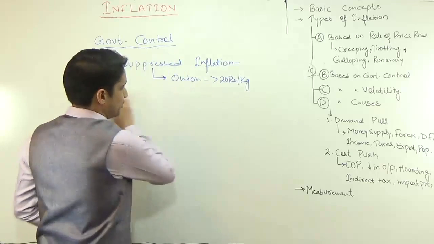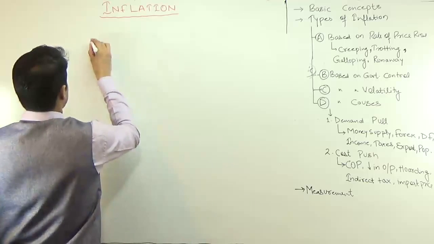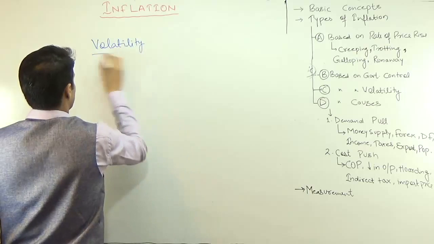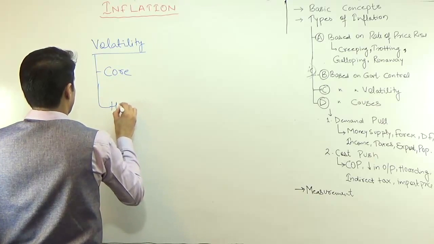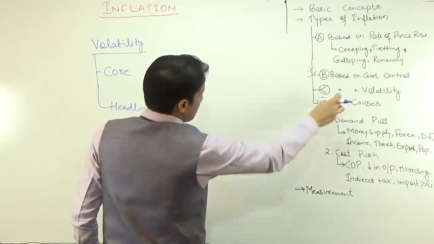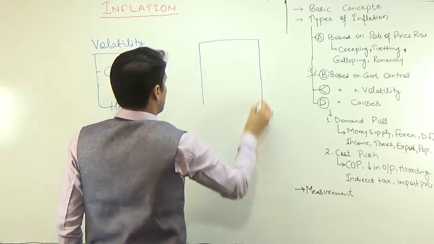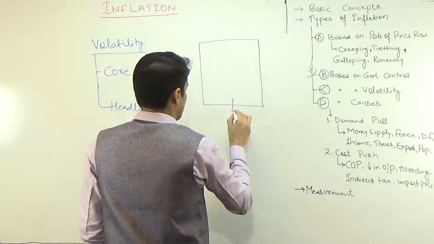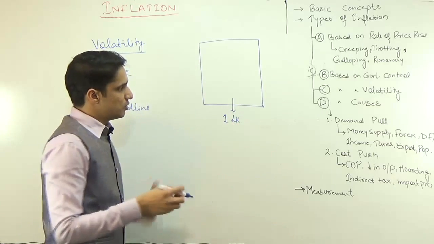Then on the basis of volatility, we can have core inflation and we can have headline inflation. The thing is, how inflation is being measured. Suppose this is the number of commodities that we consume, and the number of commodities is 1 lakh. So how to measure inflation?